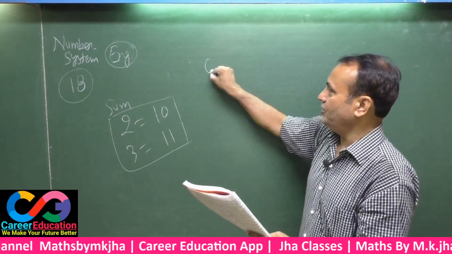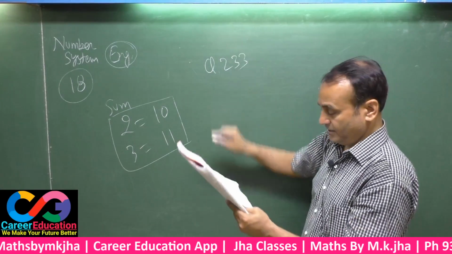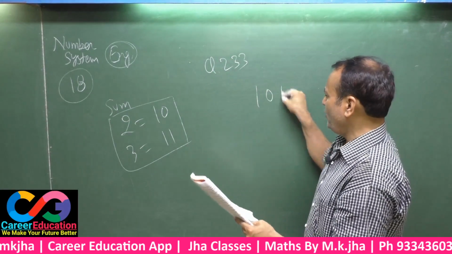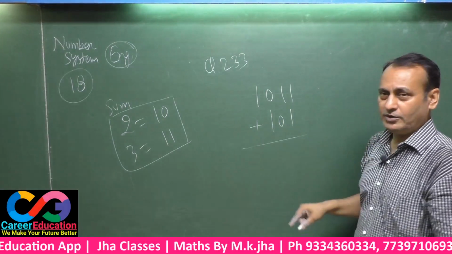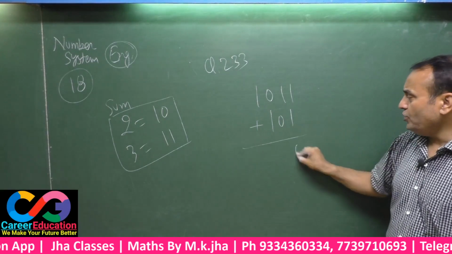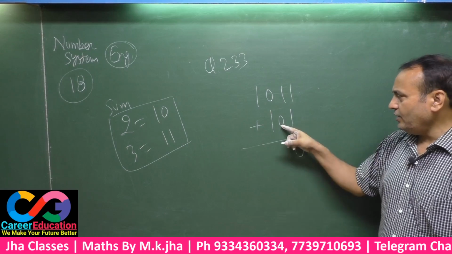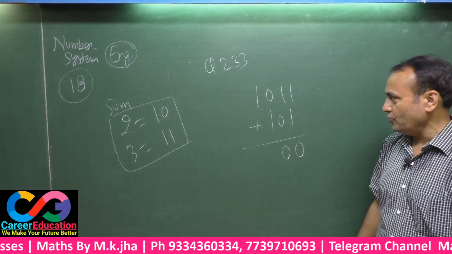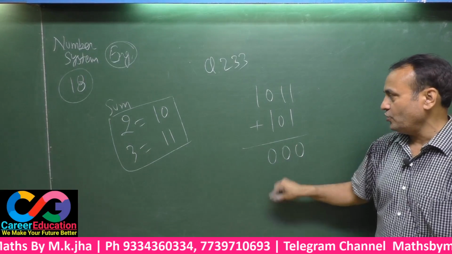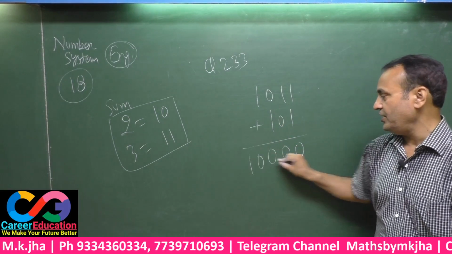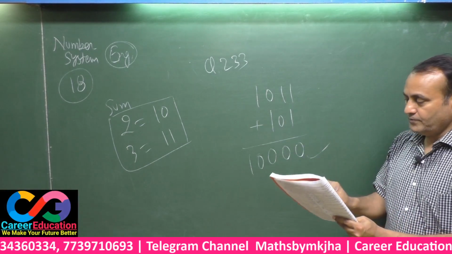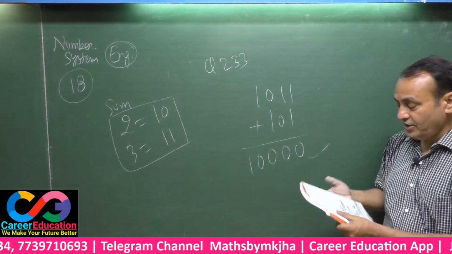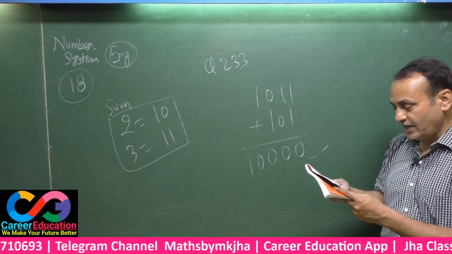Now see, this is 1, 0, 1, 1 plus 1, 0, 1. Note down, write down. 1 plus 1, 2 equals 10, 0. 1 plus 1, 2 equals 10, 0. This is your answer, 1 followed by 4 zeros.